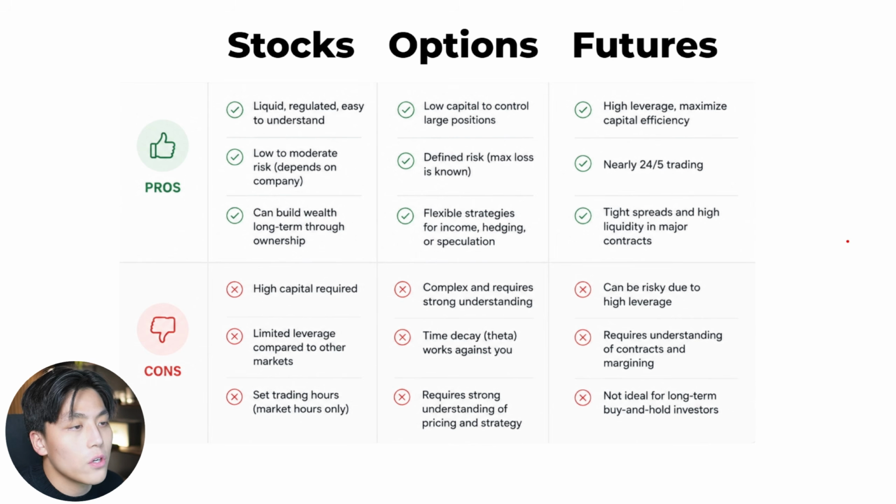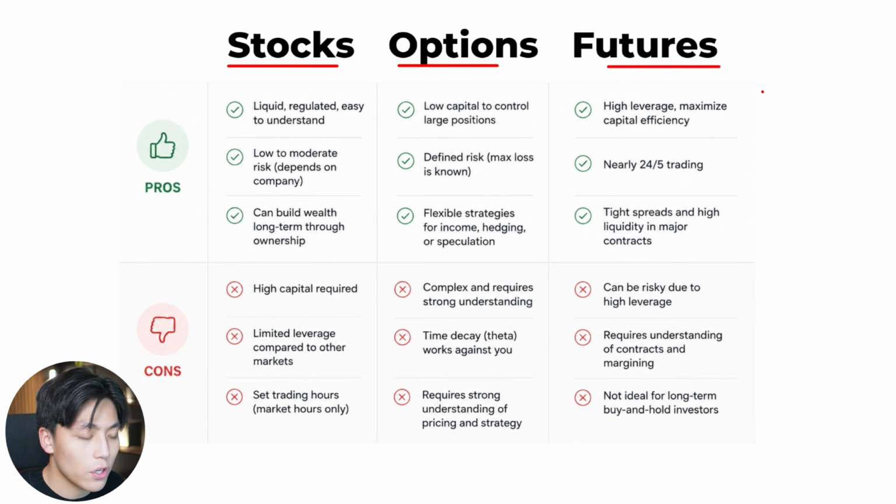So now we understand why risk plays such a big factor in our trading. Let's talk about some different types of trading instruments that we can be looking to trade. Number one, what we have is stocks, options, futures. There's plenty of different other trading instruments out there, but these are the 3 primary trading instruments that we're going to be focusing on today.